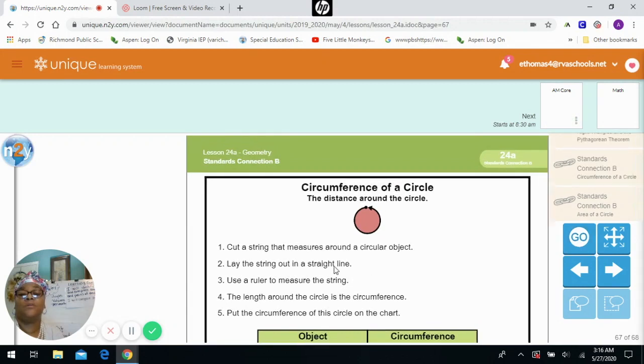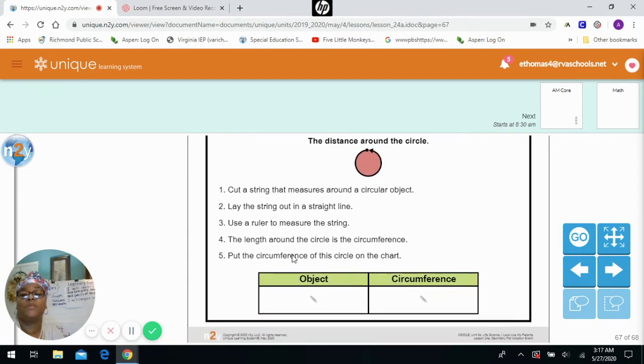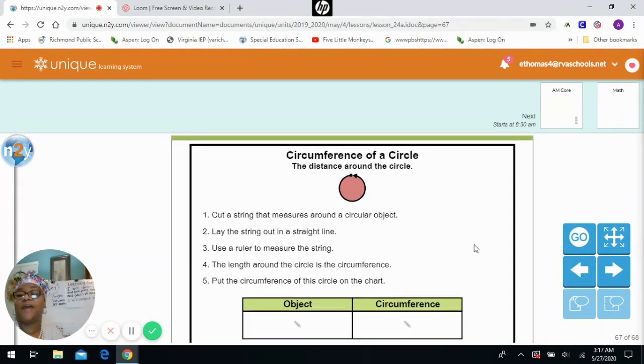When you cut your string, you measure around the circle. Just get a piece of string and measure around it. Lay the string out, then use a ruler to measure the string. The length around the circle is the circumference. So what you measured around the can or whatever you use is your circumference. Then you put that information where it says circumference. You say the can is 10 inches around, and that's how you do that one. That would be an easy one that you can do because you all are so smart.